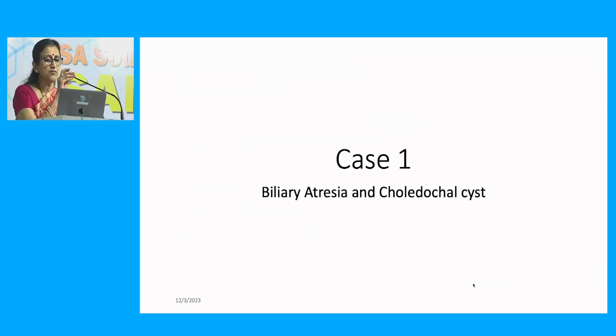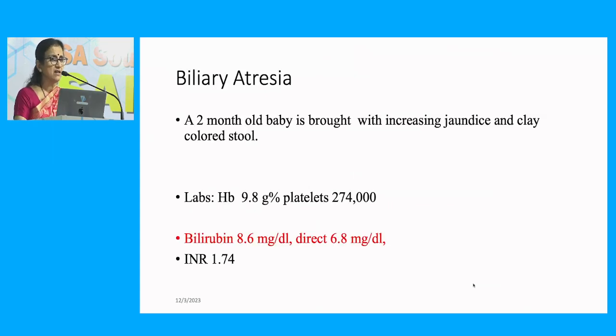So I'm going to start off with a little case of a child. That's the congenital forms, biliary atresia. I'm sure most of the postgraduates here would have exposed themselves to this case. A 2-month-old baby is brought with increasing jaundice and clay-colored stools.